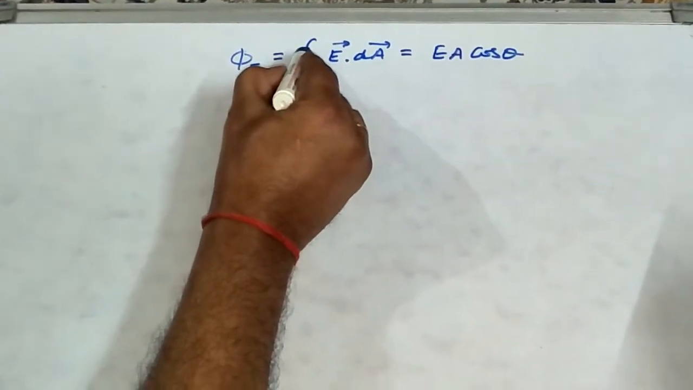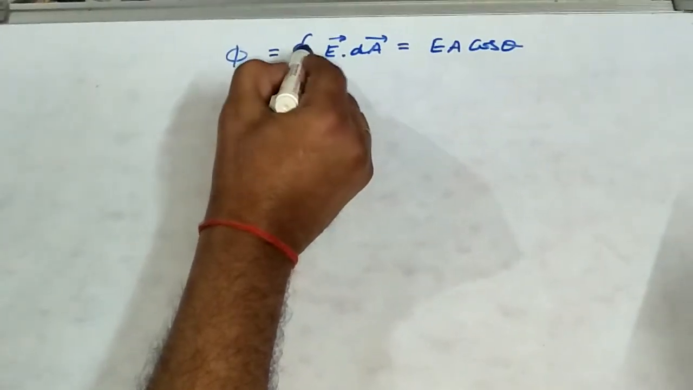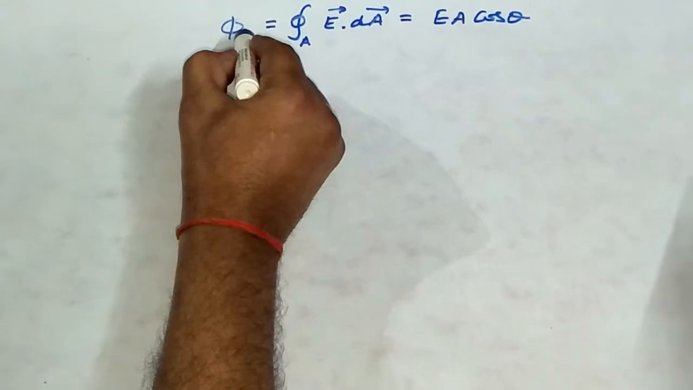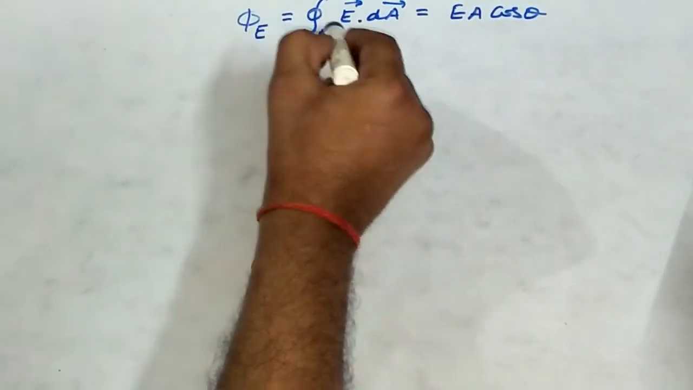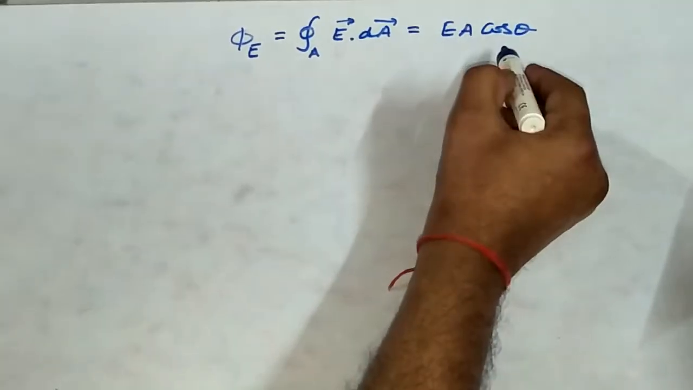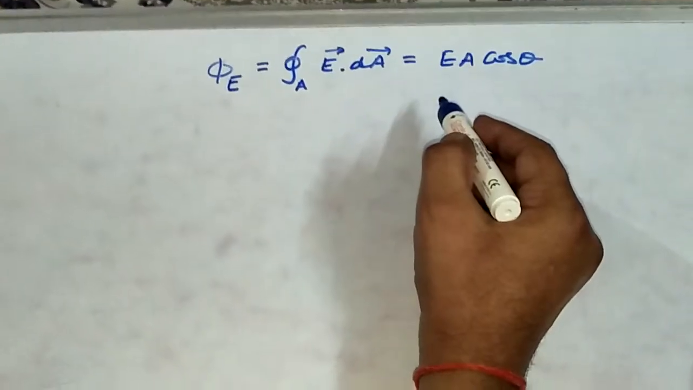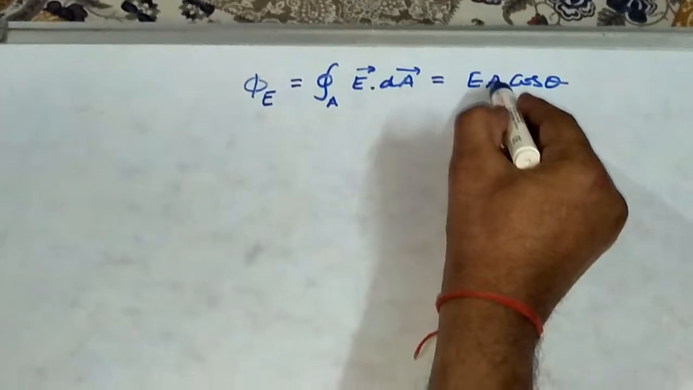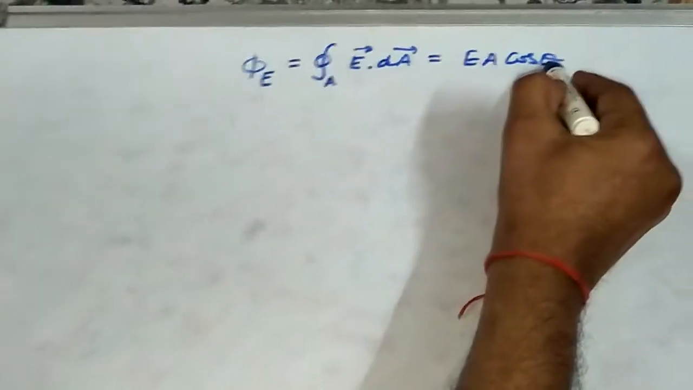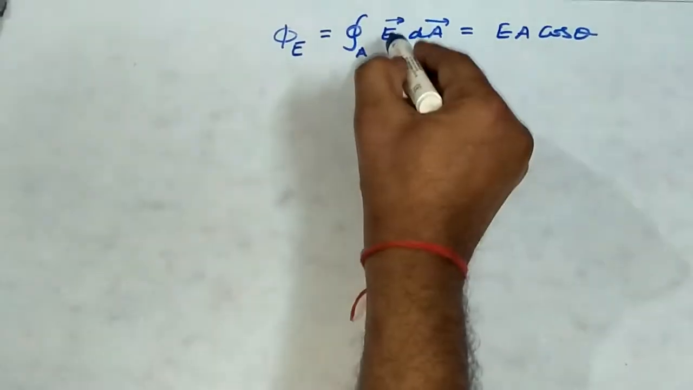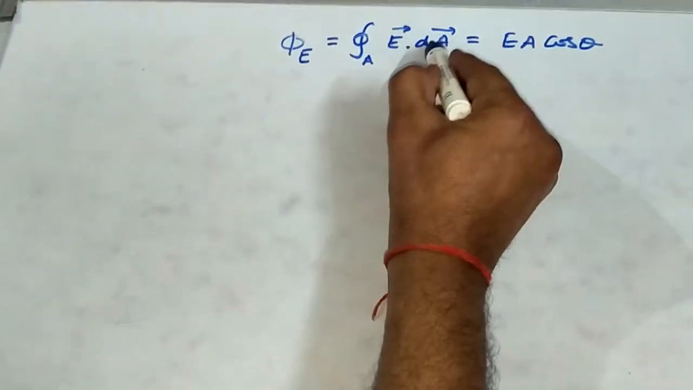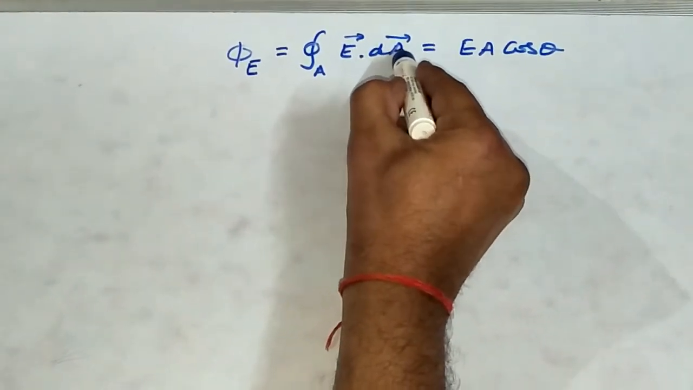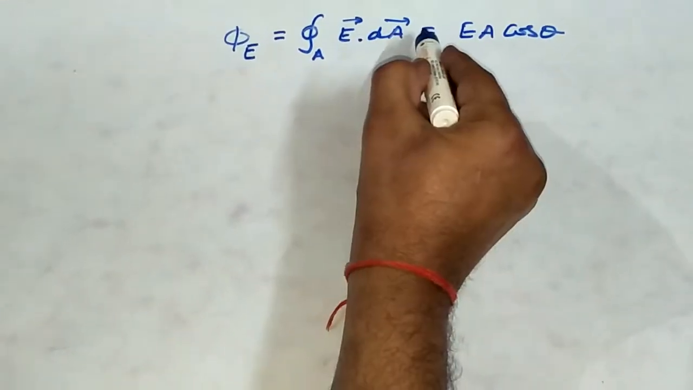I hope all of you are familiar with this relation, and this one is for a closed surface. In this way you can find the electric flux passing through a closed surface when held in an electric field, where E is the electric field, A is the area of that surface, and theta is the angle between the electric field and the area vector. Area vector means the normal drawn on that surface, taking outward.